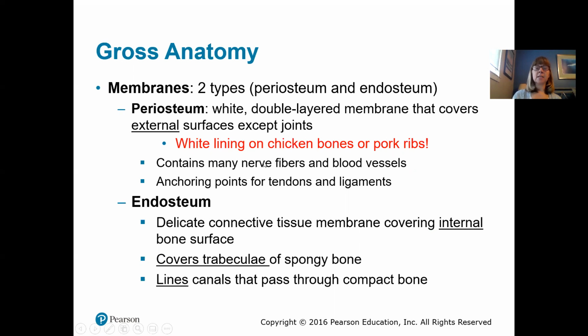And that periosteum contains the nerve fibers and the blood vessels that help also supply that bone as well. And it also allows anchoring for tendons and ligaments. So you may have noticed that too when you're eating ligaments and tendons. Then there is the endosteum. Remember, endo meaning inside, and that's the tissue covering the whole inside of that trabeculae, and it's lining all the canals of that spongy tissue.